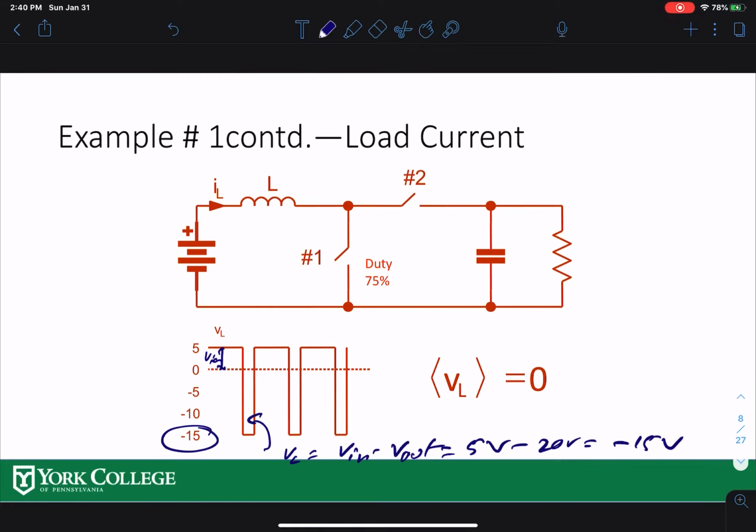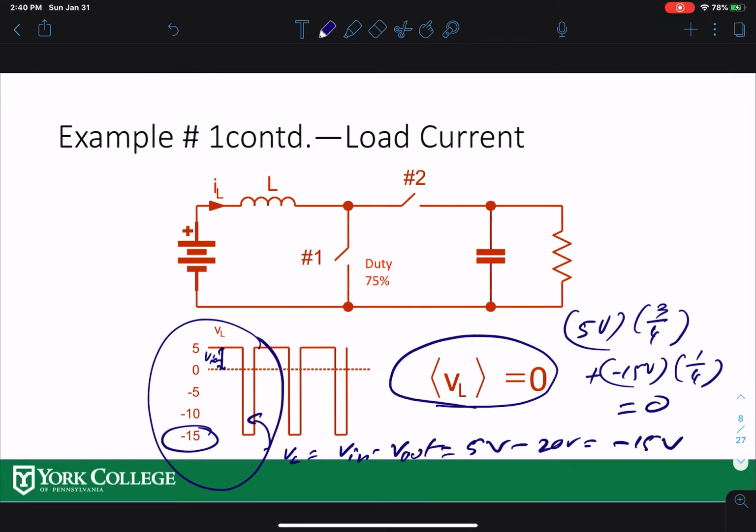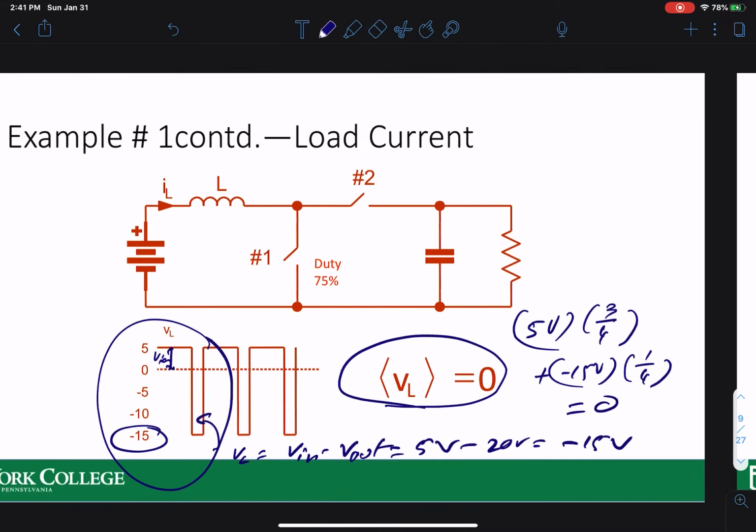Now if we average them, 5 volts while switch 1 is on, how long is it on? 3/4, right? And plus negative 15 volts times 1/4. If you now do the math, that should be 0. That means average voltage across the inductor over the period is 0. So that means the inductor does not store any energy over a period. That's how you conserve energy in a lossless converter. The energy law dictates that the inductor cannot store energy over a period.